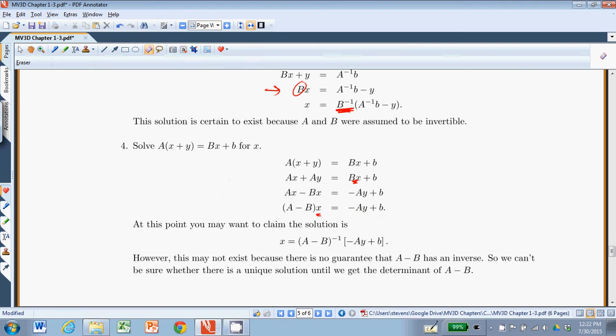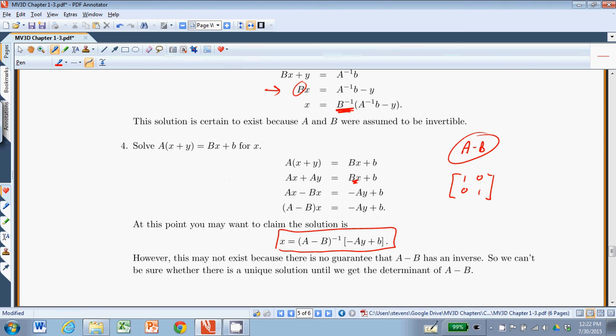And so what I would like to do is just multiply on the left by A minus B inverse, and I would get x by itself. I will have solved for x. The problem is A minus B might not have an inverse. Right? Just because A has an inverse and B has an inverse does not mean that A minus B has an inverse. And a simple demonstration will show you that that is the case.